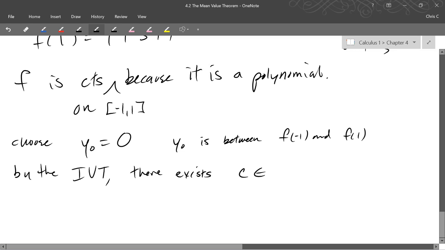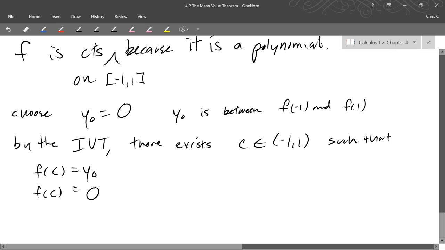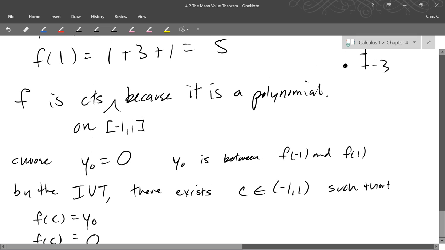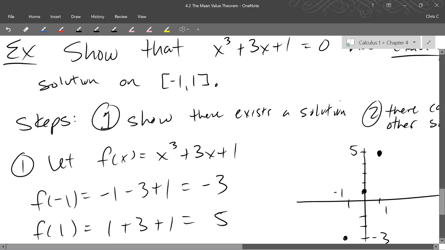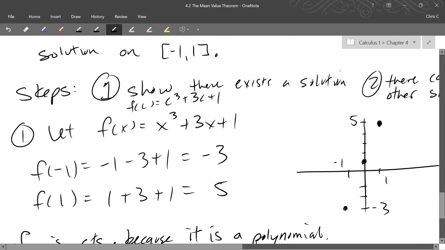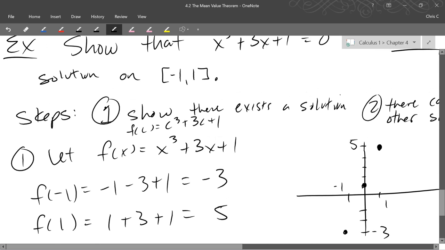So there is a c in the interval negative 1 to 1 such that f of c equals this y naught value, which is 0. And just looking at what f of c is, f of c is c cubed plus 3c plus 1. So we found a solution to that equaling 0. So that's a solution to our original equation.